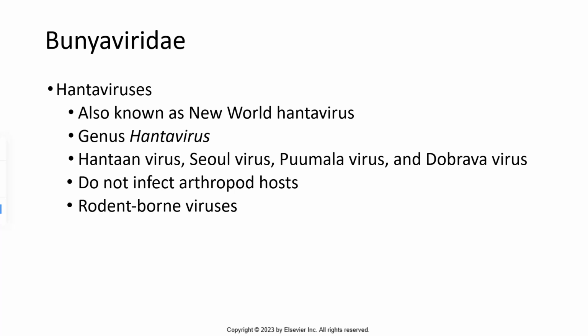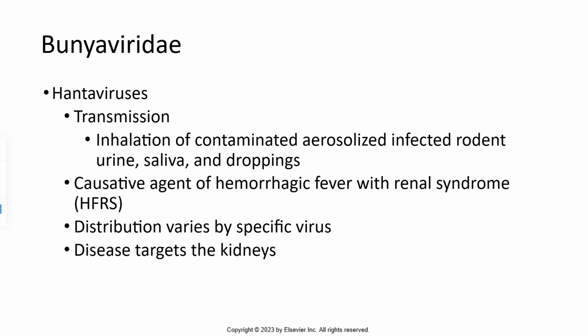Hantaviruses, also known as the New World hantavirus, including Sin Nombre virus, Hantaan virus, Seoul virus, Puumala virus, and Dobrava virus, do not infect arthropod hosts. They're rodent-borne viruses. The transmission: inhalation of contaminated aerosolized infected rodent urine, saliva, and droppings. Causative agent of hemorrhagic fever with renal syndrome. Distribution varies by specific virus.